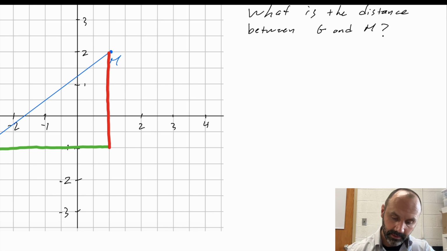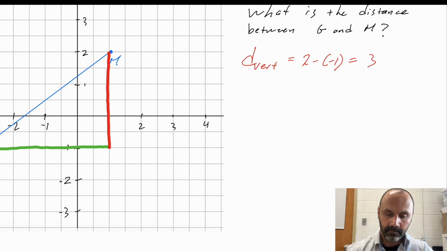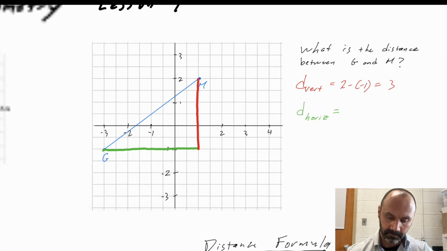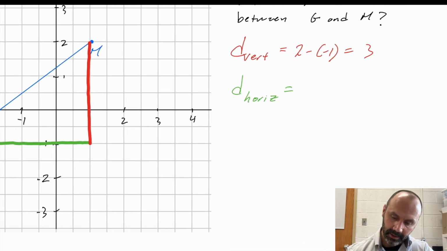So the vertical distance, they have coordinates of 2 and -1. So d vertical is 2 minus -1, which in this case is 3. Okay. And then d horizontal, I'm writing that as a subscript to indicate that's the horizontal distance, is going to be 1 minus -3.